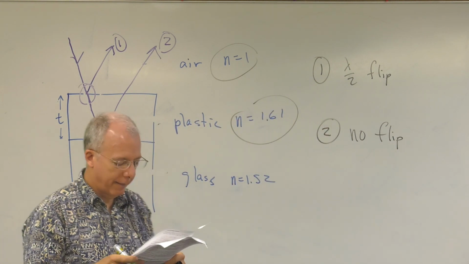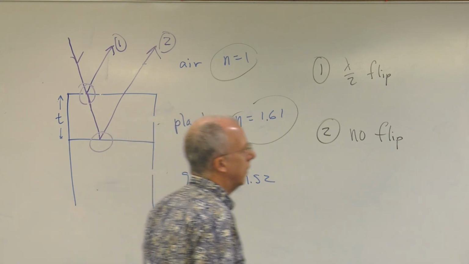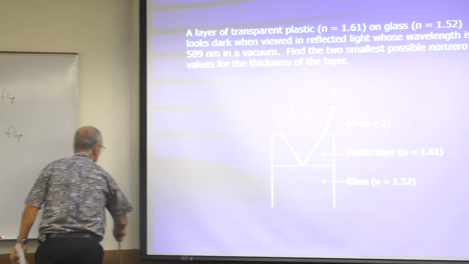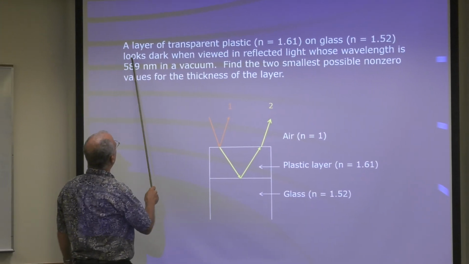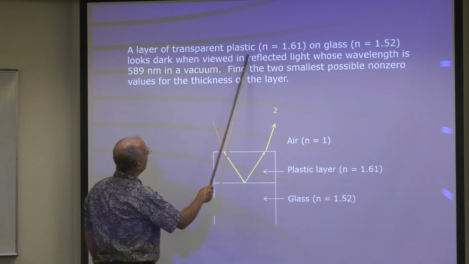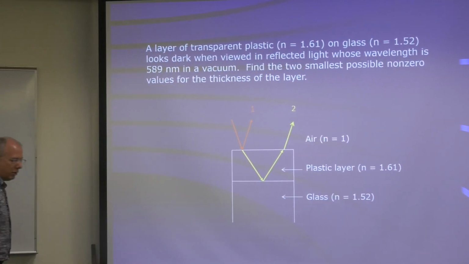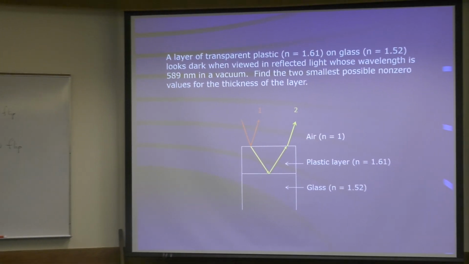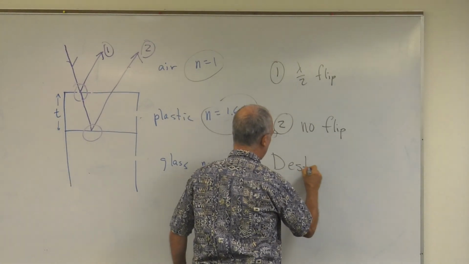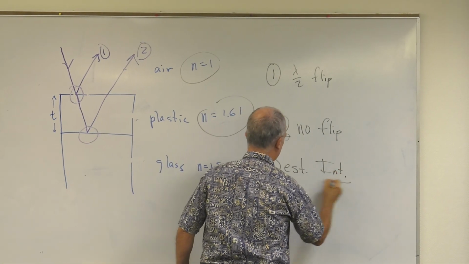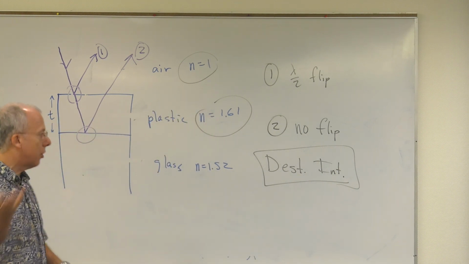Okay, great. Now, what do we want? Constructive or destructive? Well, let's see. You got to read it. So a layer of transparent material and so on looks dark when viewed in reflected light. So it says it looks dark. So what is that, constructive or destructive? That's obviously destructive. So we want destructive interference. That's the next step. You've got to figure out if it's constructive or destructive.